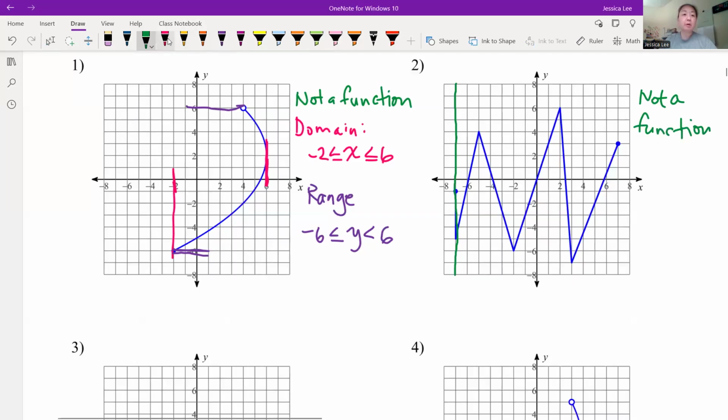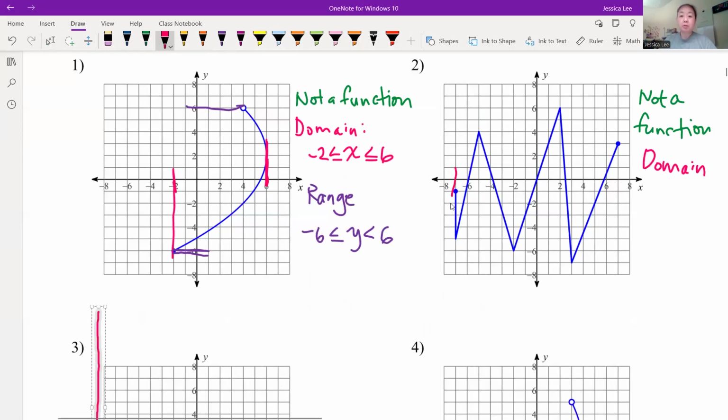All right, and then we're going to go ahead and do our domain and range. Regardless of whether it's a function or not a function, you can always do the domain and range, because the domain tells us all the possible x values, and the range is all the possible y values. That's all it's talking about. I should probably move this guy right here. I'll move this down here.